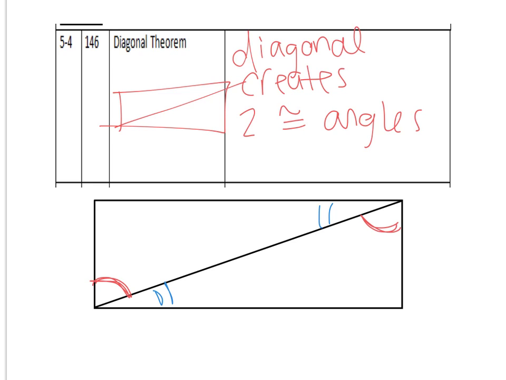So let's pretend that this angle was 60 degrees. That would mean that this one's 60 degrees. If this one's 30 degrees, then this is 30 degrees. So essentially, the diagonal just splits it so that the opposite corners will be congruent to each other. And that's all you're going to be using today to solve your problems.